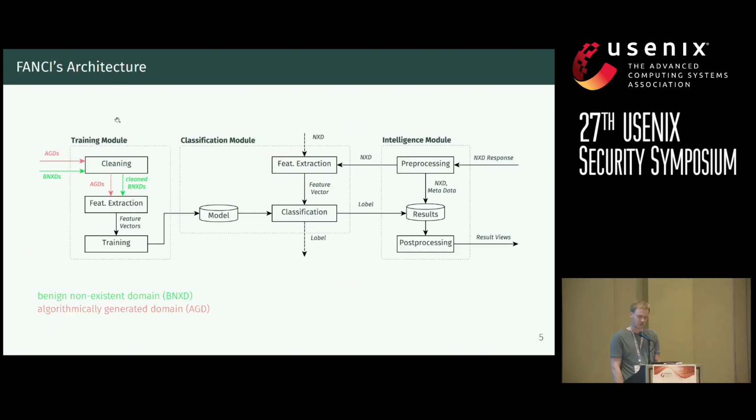The intelligence module can be used to process full NXDomain responses. That means full DNS packets and not only domain names. The intelligence module performs pre-processing, uses the classification module to assign the label to an NXD, and then stores the results in a database and provides IOCs or processed result views for security analysts.